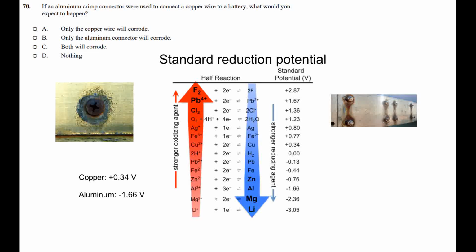Since the standard potential for aluminum is lower, this means that it is a stronger reducing agent. In other words, it is more likely to corrode since it is more likely to lose electrons or oxidize. Thus, compared to copper, only aluminum will corrode in the presence of an electrolyte. Thus, option B is correct.